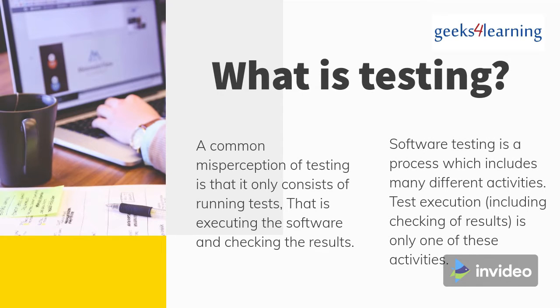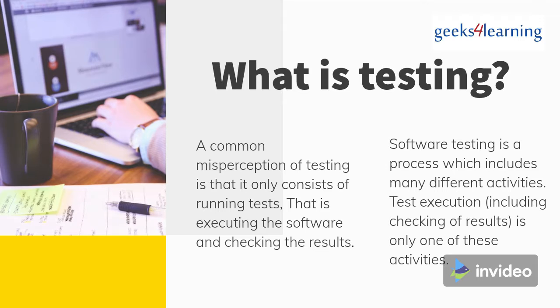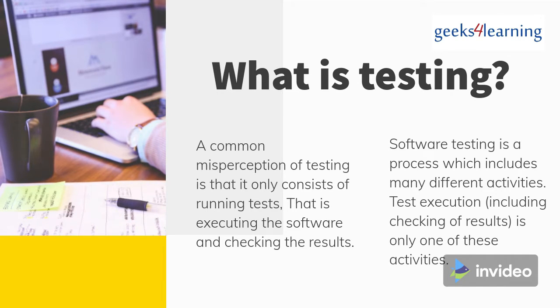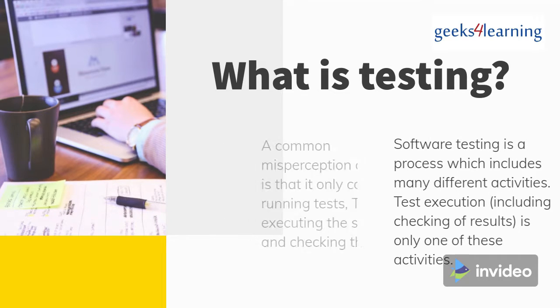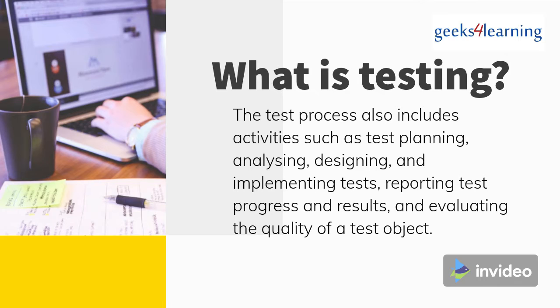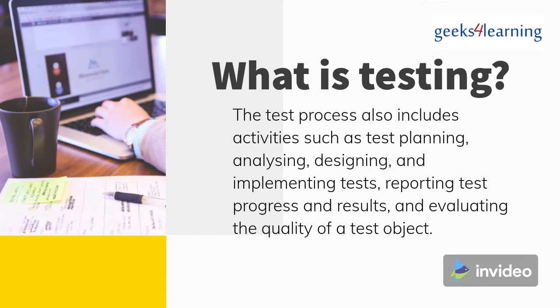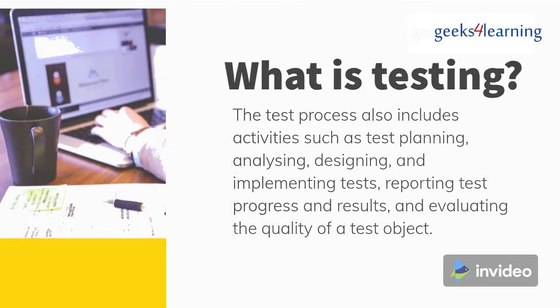A common misperception of testing is that it only consists of running tests, that is, executing the software and checking the results. Software testing is a process which includes many different activities. Test execution, including checking of results, is only one of these activities. The test process also includes activities such as test planning, analyzing, designing, and implementing tests, reporting test progress and results, and evaluating the quality of a test object.